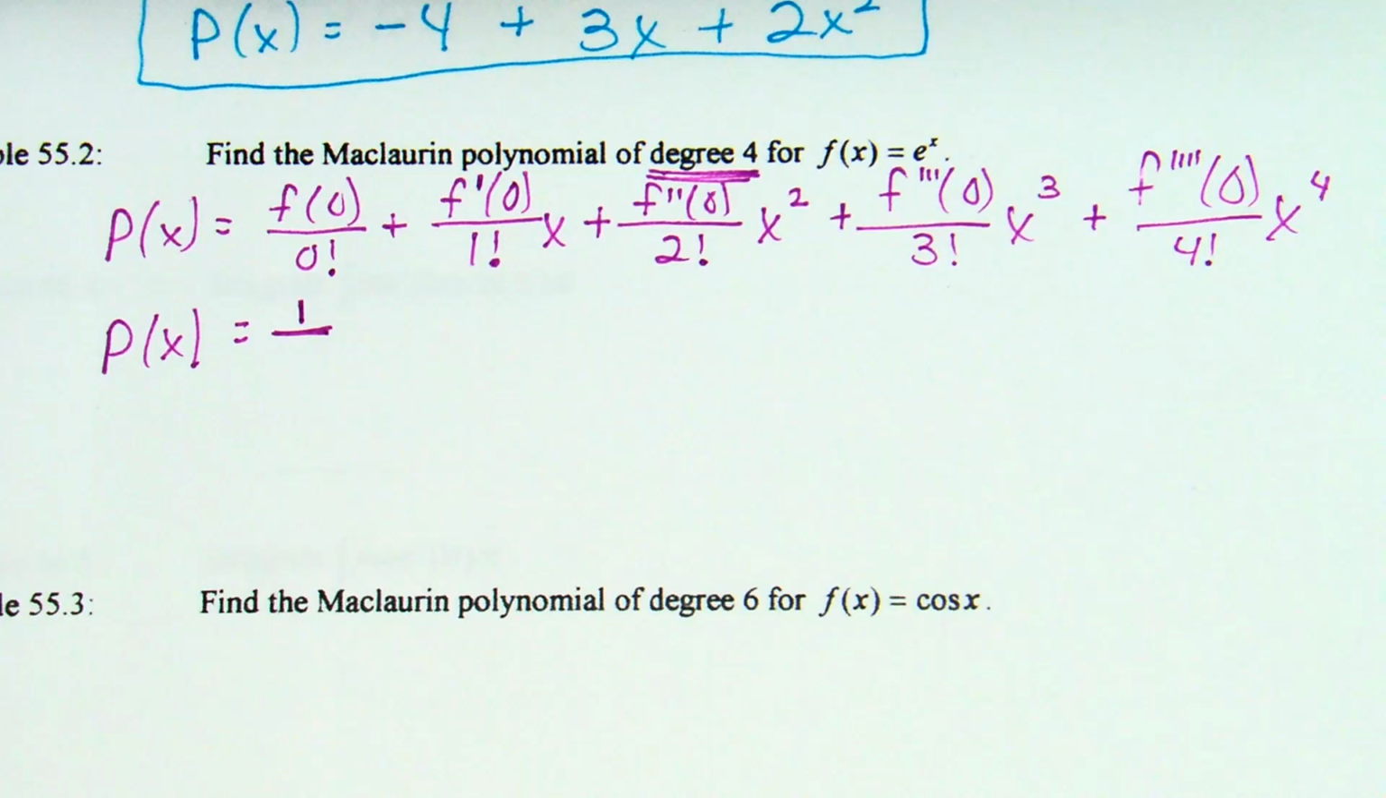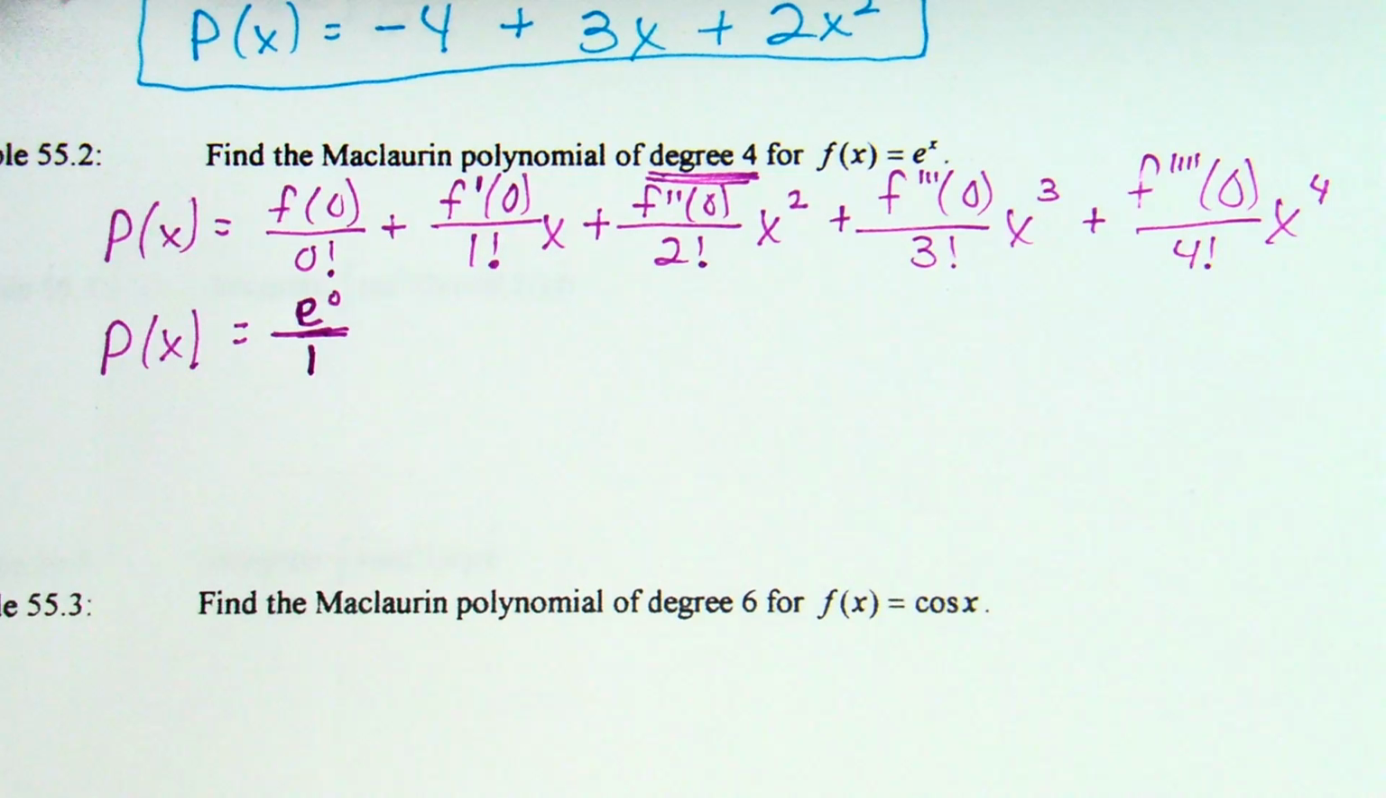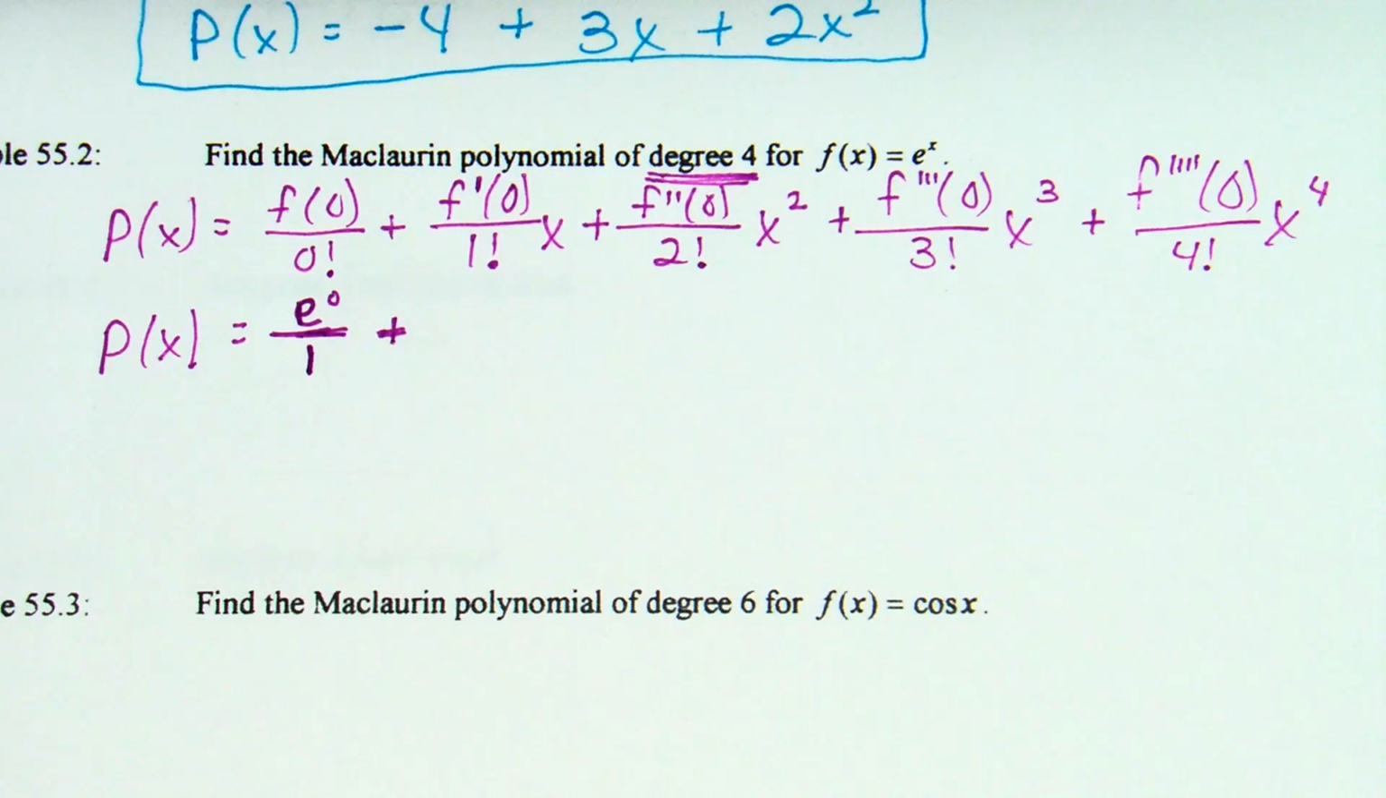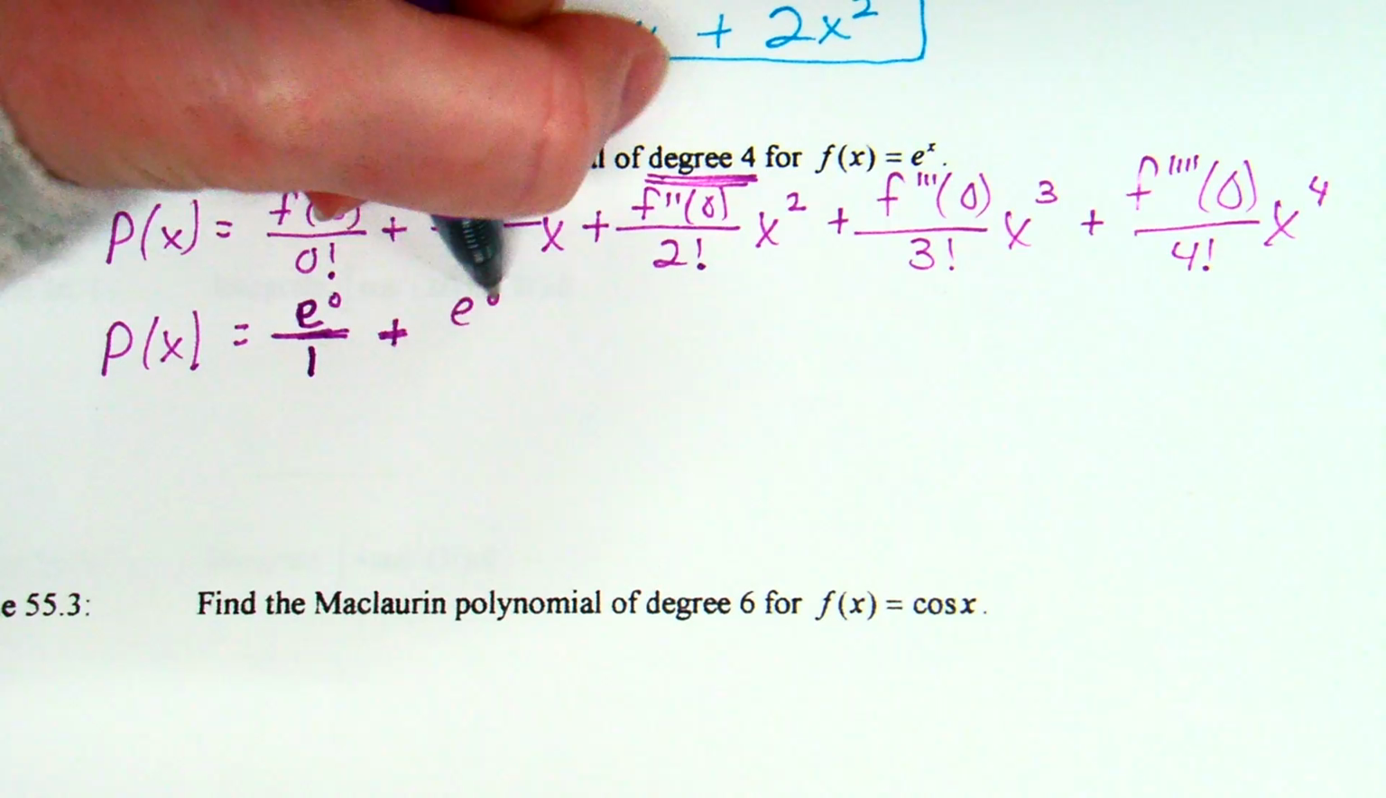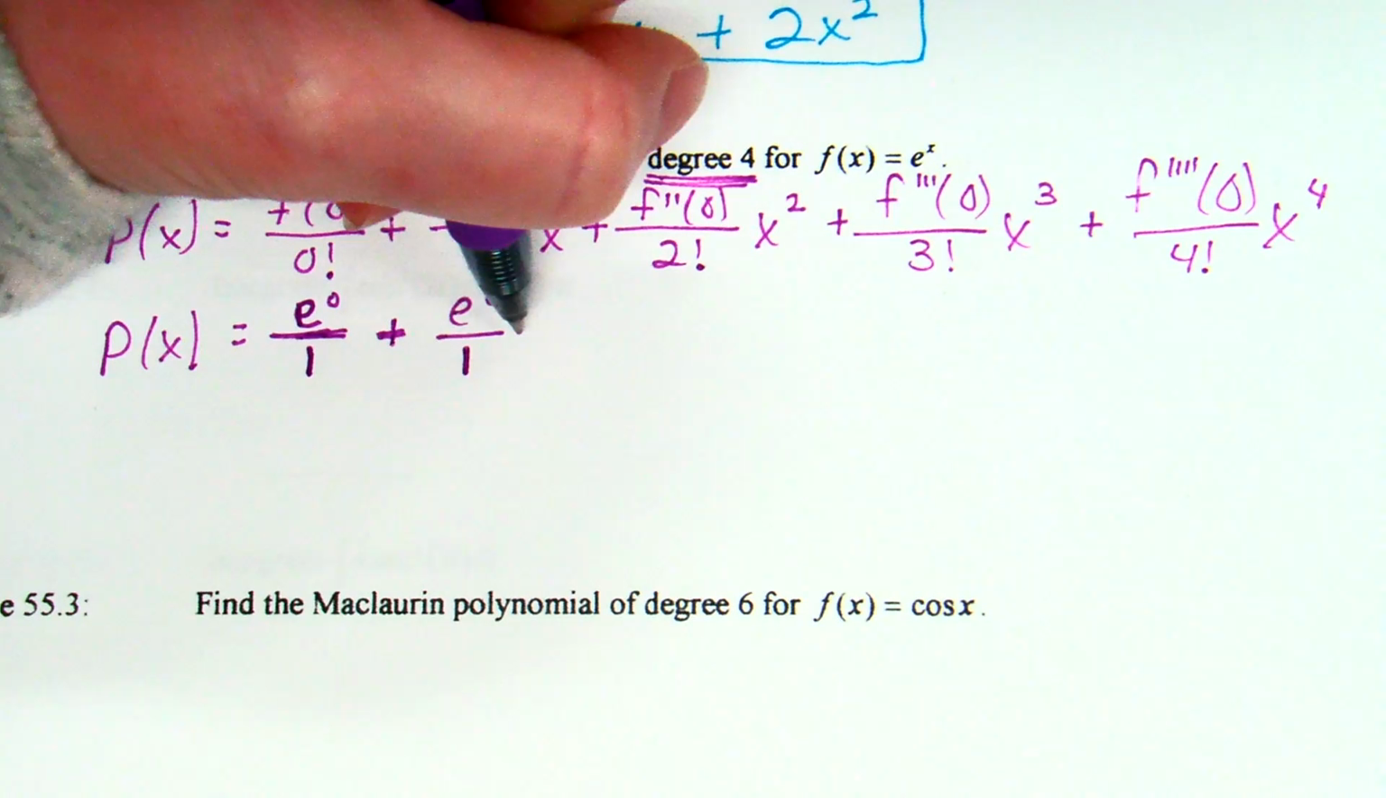Okay, I'm going to write it as e to the 0 for a moment. I'll come back and clean up in the next step. If you want to go ahead and write 1, you can. So I'm going to write it as e to the 0 over 1 plus f prime of 0. What's the first derivative of e to the x? Is it just e to the x? The derivative of e to the x is e to the x. So when you plug it in, again, it's going to be e to the 0 over 1 factorial. What's 1 factorial? 1 times x.